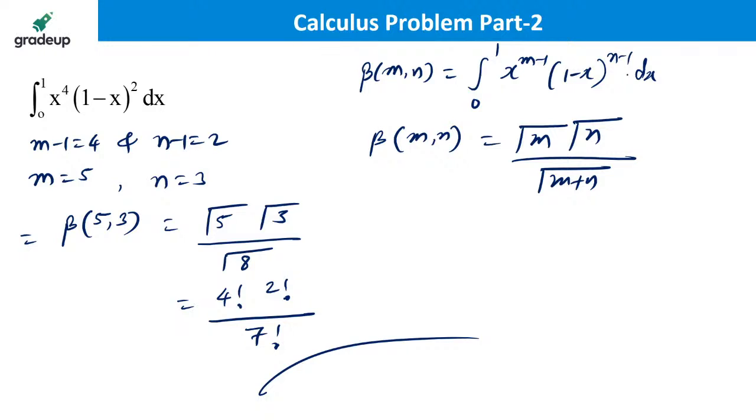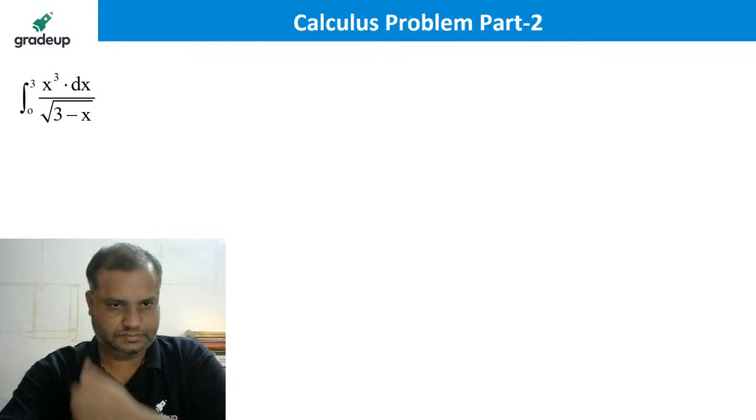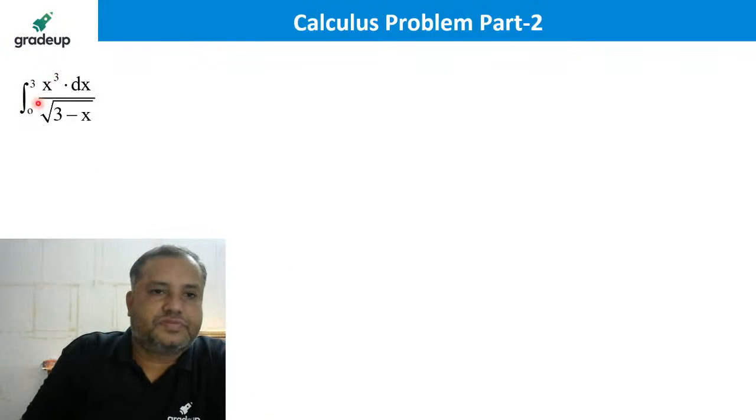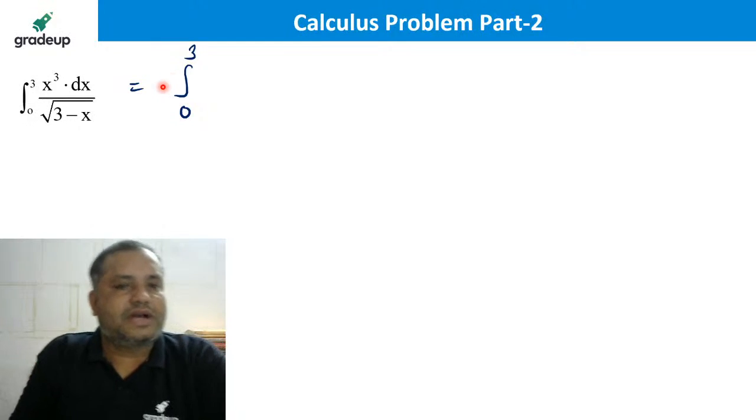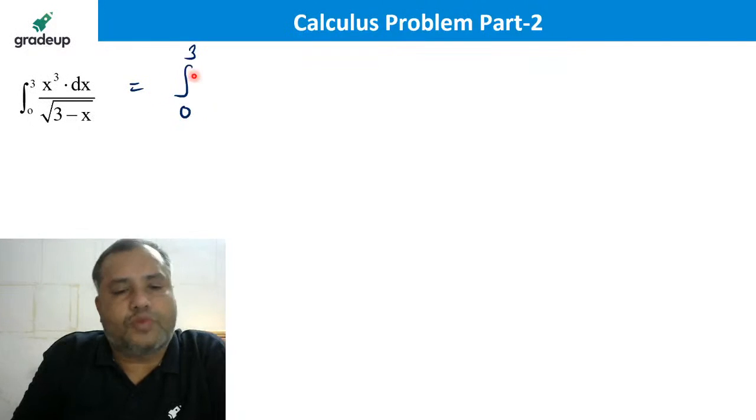Next. See here. In this integration, limits are 0 to 3. But gamma function requires the limits as 0 to 1. So let us see what happens next.